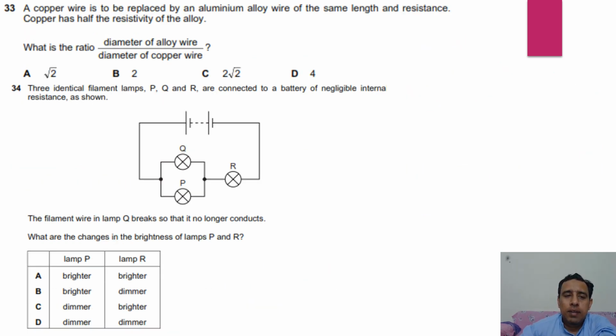In question number 33, you have to find the ratio of the diameters of the alloy wire and the copper wire. Initially, a copper wire is replaced with an aluminum alloy wire of the same length and resistance. It means length and resistance are the same. Copper has half the resistivity of the alloy.